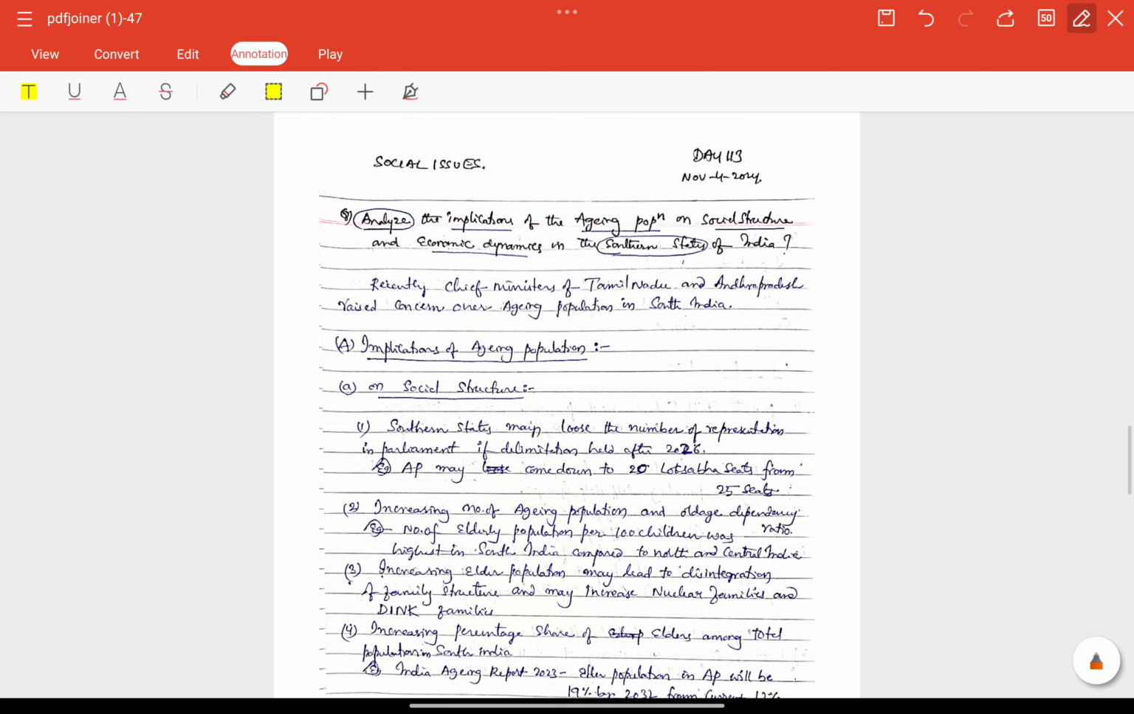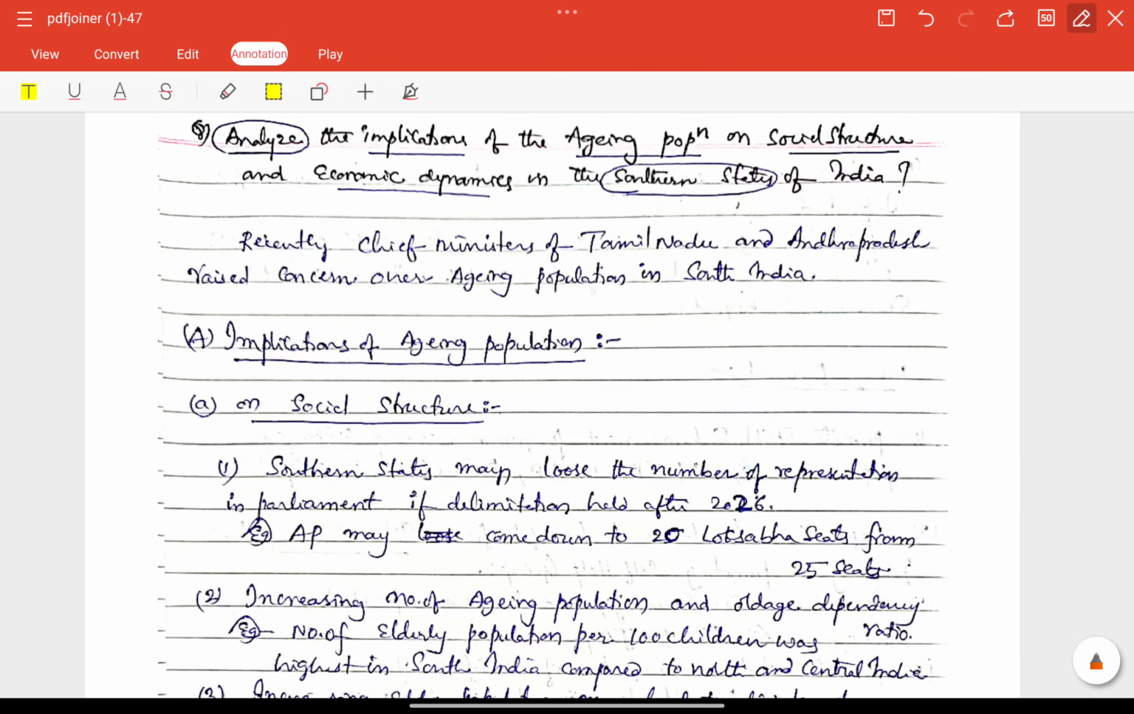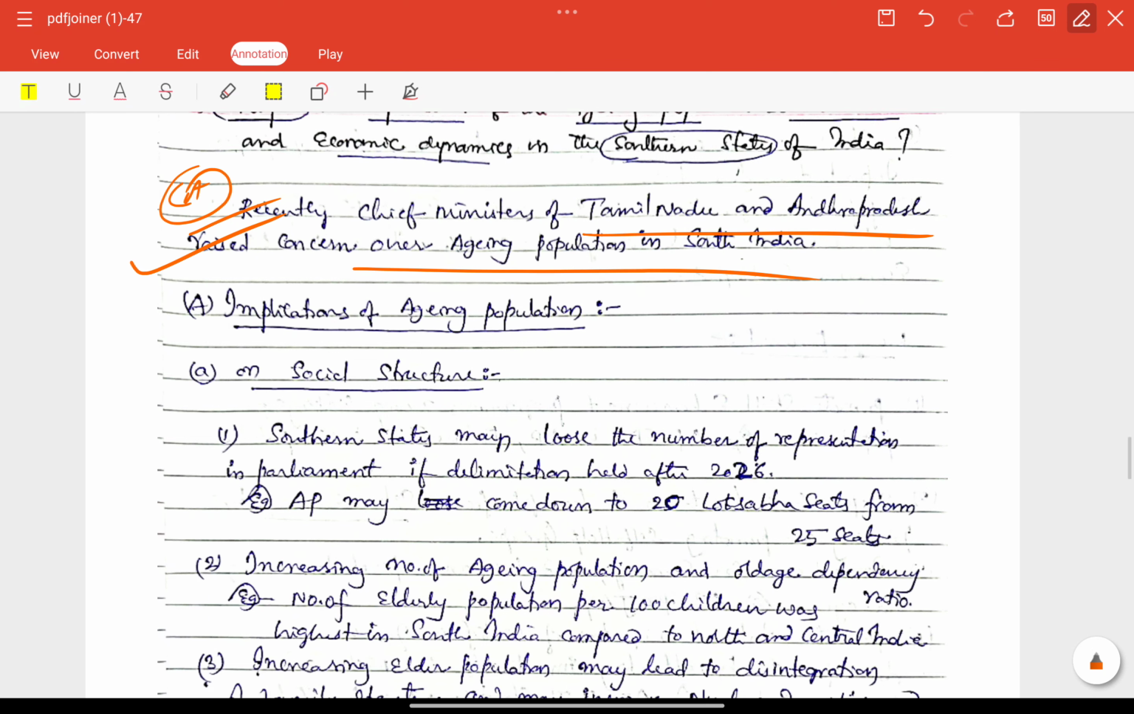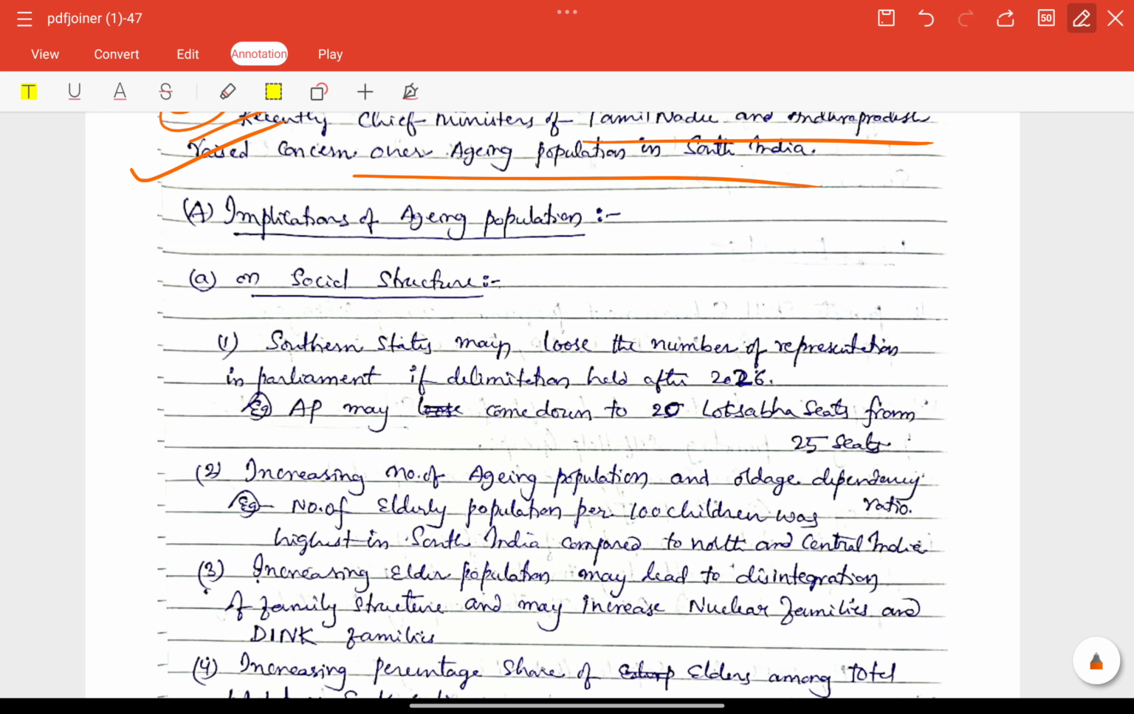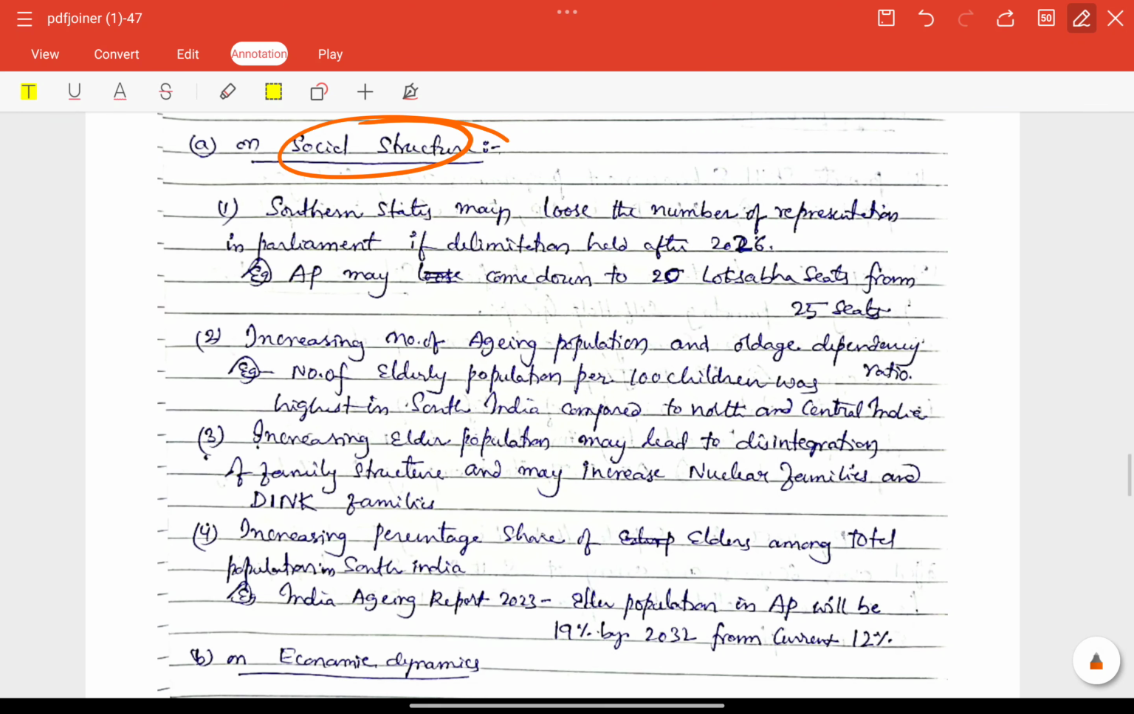Let's check today's answer written by Vidyasagar, that is, recently Chief Ministers of Tamil Nadu and Andhra Pradesh raised concern over aging population in southern India. Very good recent statements. Implications of aging population, especially on social structure here. Southern states may lose the number of representation in parliament in delimitation held after 2026. That is some implication. Very good facts.